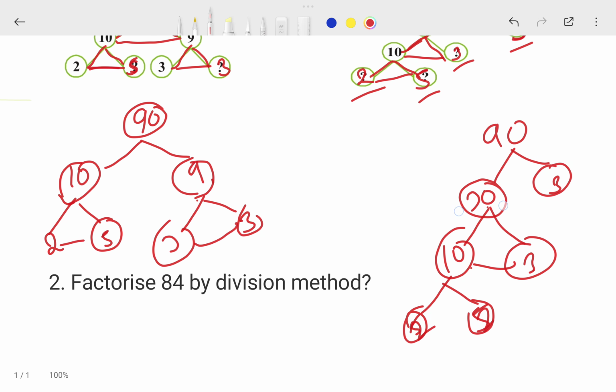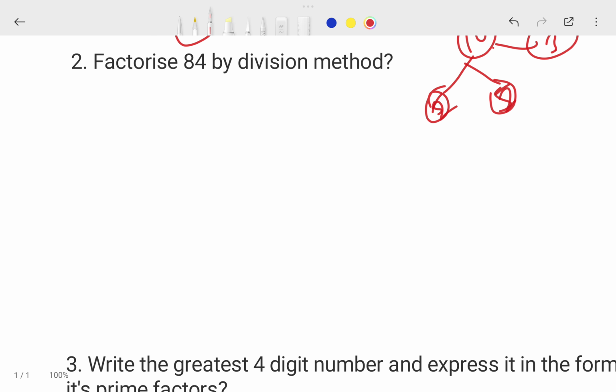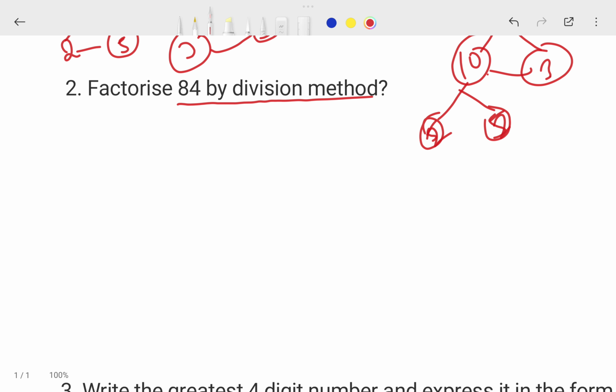Right. So this question is telling us to factorize 84 by the division method. We have to factorize this one by the division method. I hope you know about the division method, and if you don't, then don't worry, I will explain it to you. So this question is telling factorize 84 by the division method. Okay, so let's do this one.